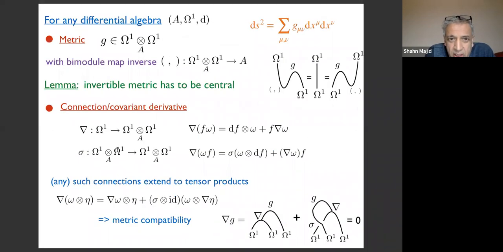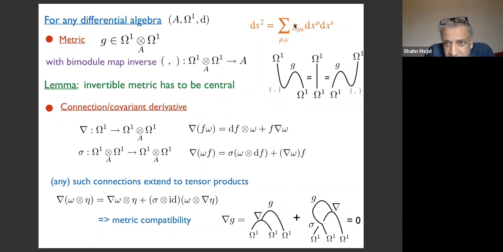in this approach, which is now perhaps less well known to some people, a metric is going to be an element of G1 tensor, of omega 1 tensor omega 1. Now, if you're a mathematical physicist, or a geometer, you would just write something like this. The metric is this kind of element here.